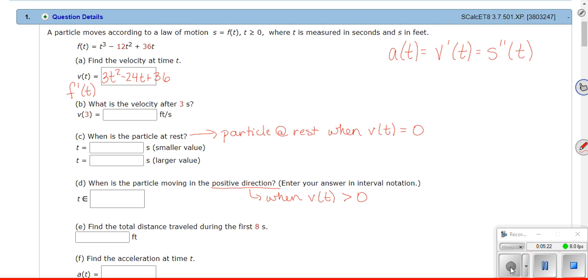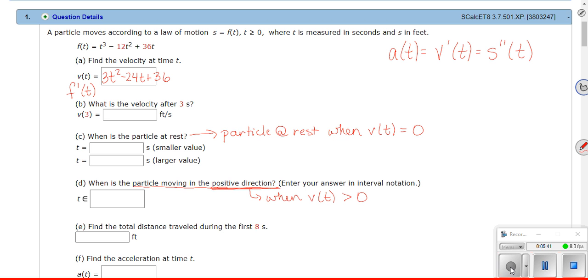So the particle is at rest when velocity equals 0, and the particle is moving in the positive direction when velocity is greater than 0. So you all know how sometimes we have found the velocity to be negative.